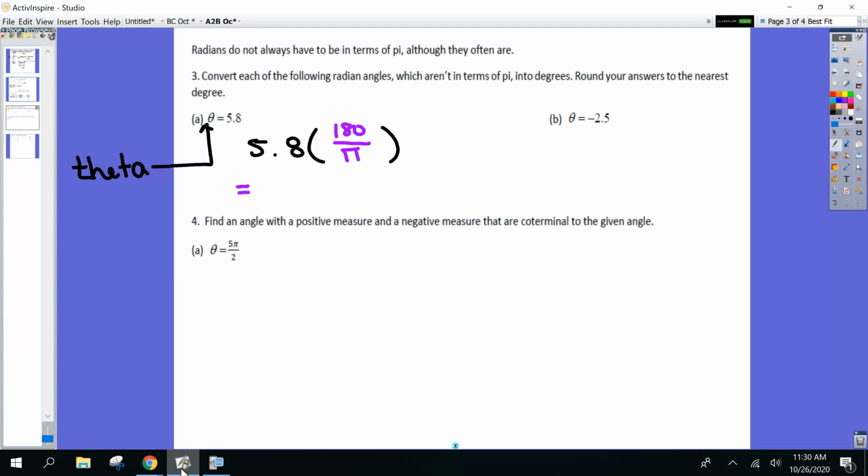332. Yep. 332 degrees and 5.8 radians. Whew. Everyone all right? Okay, one more just to make sure we're good.